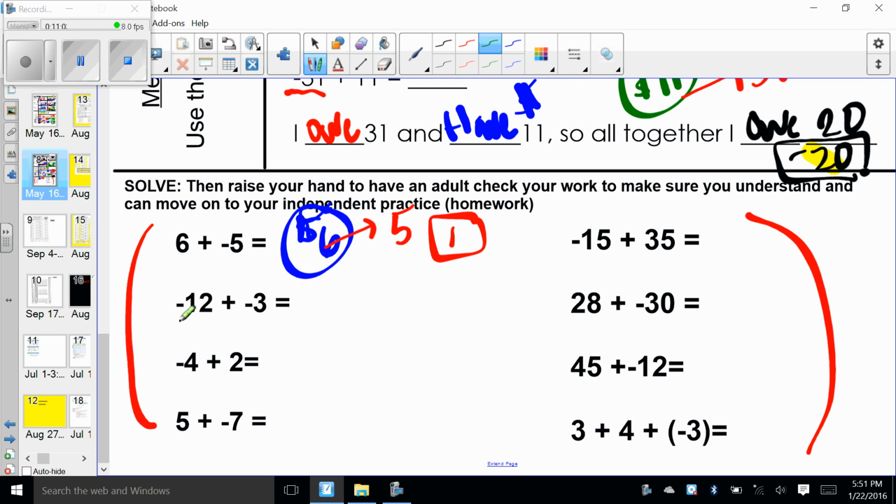All right, next example, we owe 12. We owe 3, which means I owe 15. Go ahead and grade your papers here. Make sure you're doing okay. Again, I would be coming by to check your paper if I were there, but since I'm not, we're going to kind of do it this way.